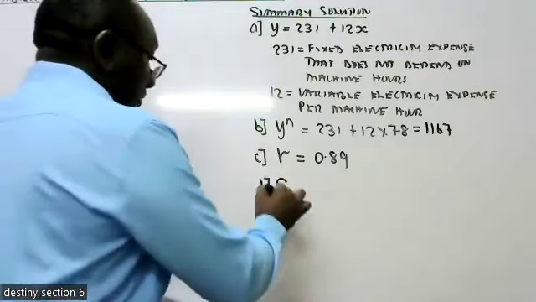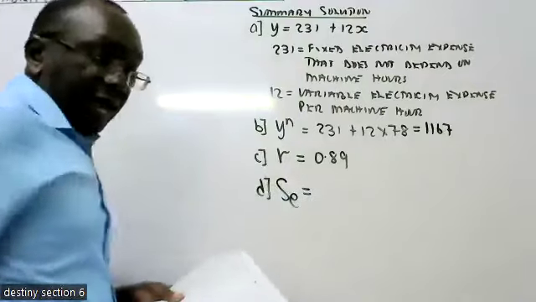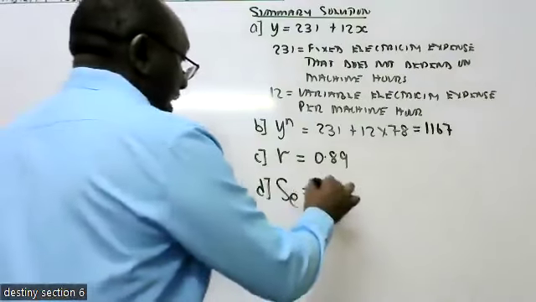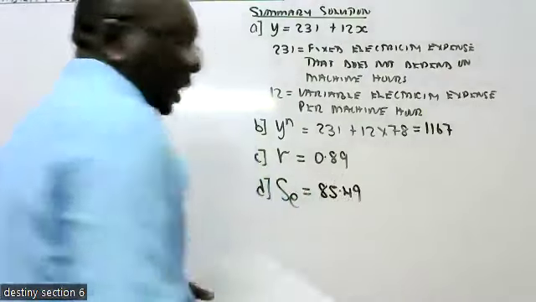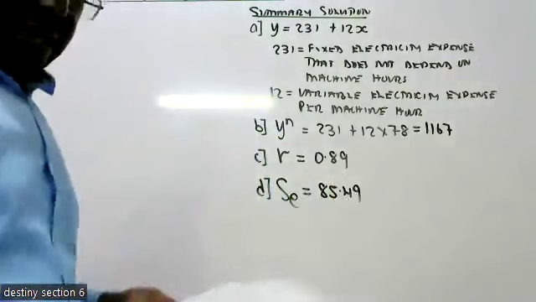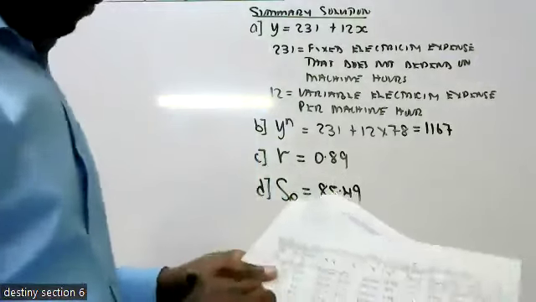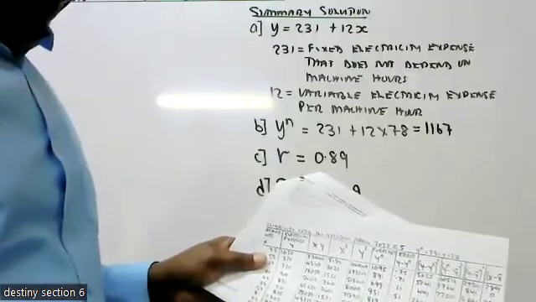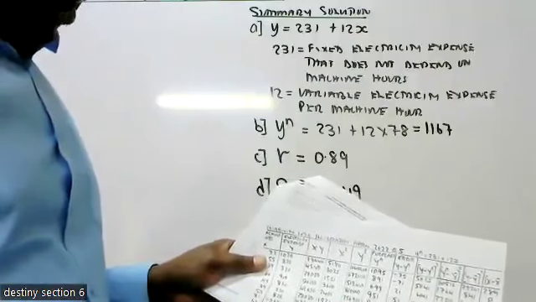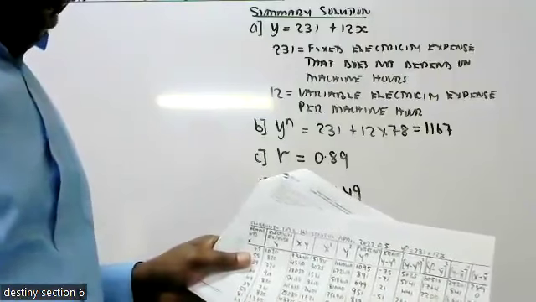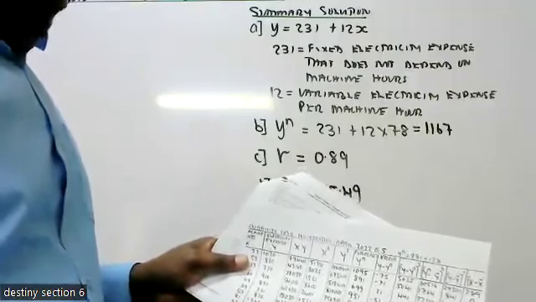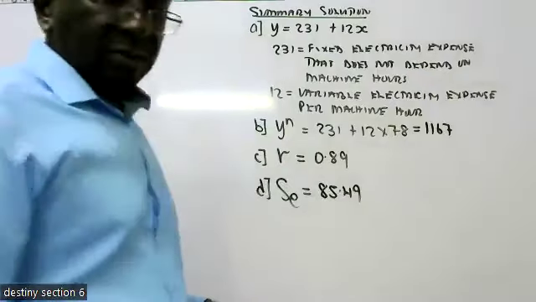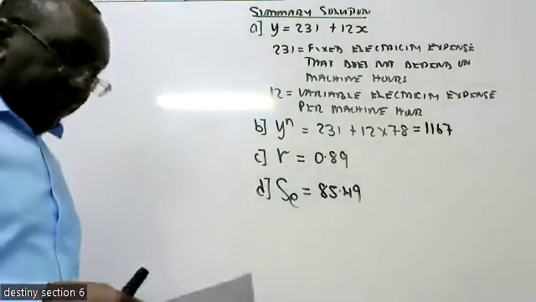And D, the standard error of estimate, SE. Now, SE, I think we had gotten 85.49. For you to get to SE, you require the entire table. The only column you did not require is the last one of X. So the question required the entire table to give those answers.